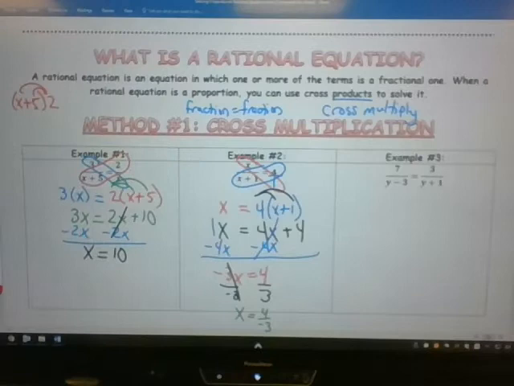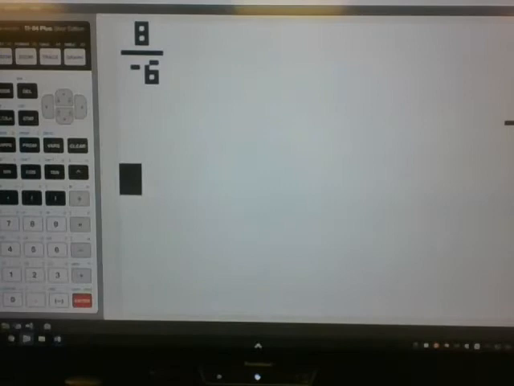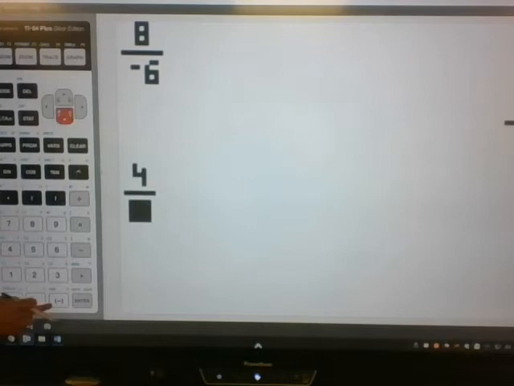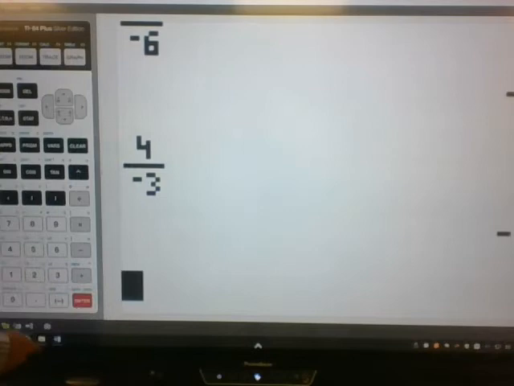Now, for fractions, you should always double check in the calculator to make sure they're in simplest form. That is in simplest form, but in case we're checking, I would go to the calculator. Okay, I have alpha y equals enter. I have 4 over negative 3. I hit enter. It's okay to bring the negative out in front. So they're saying negative 4/3 is our answer.